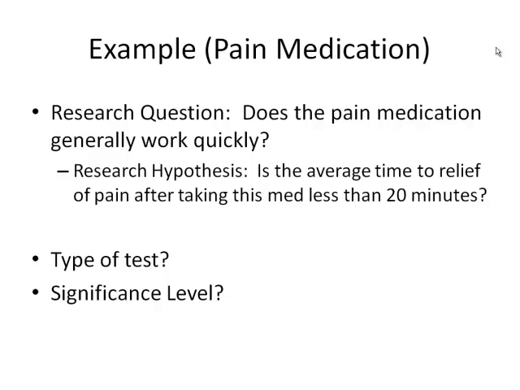Okay, the other two things that we need to do prior to collecting or looking at data: we need to determine the type of test. Now, here I want to test whether the average is smaller than 20 minutes. And so if you remember from your previous statistics course, that is generally going to be a one-sample t-test. The significance level that I'm going to use here is 0.05. I'm going to take a 5% chance of concluding that research hypothesis in the case that it is not really true.